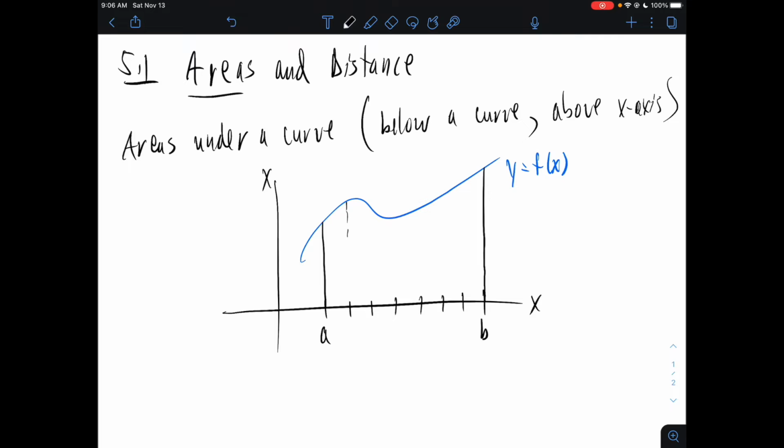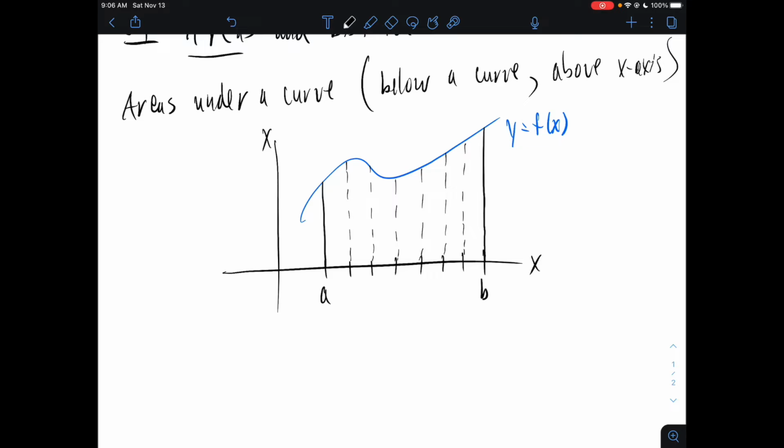And from each of these points here, I can draw a line up to the curve. And then I can use endpoints to find the rectangular shape. So how do I do this? Well, first of all, we have to define a couple of things. We define the width of one of these regions as delta x. So delta x is equal to b minus a, which is the total width of the whole region, divided by how many little regions did I make. We can call that n rectangles.